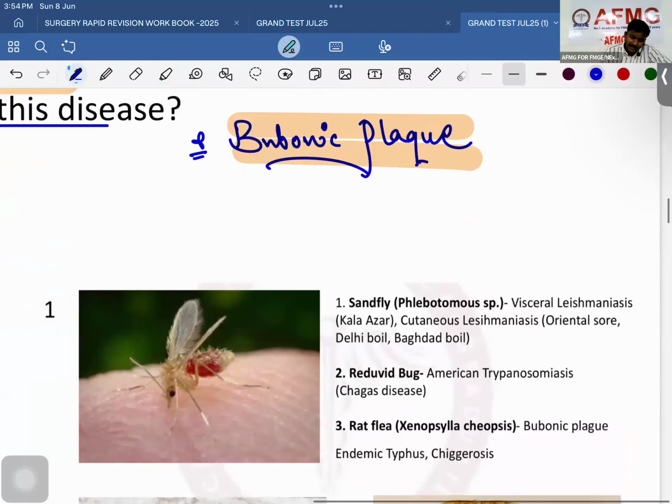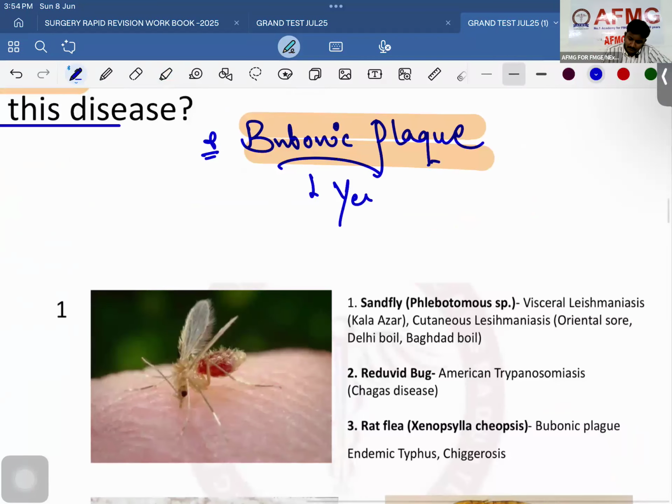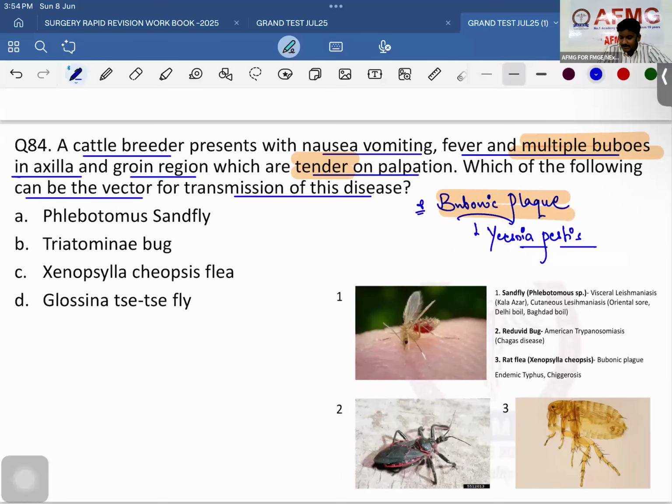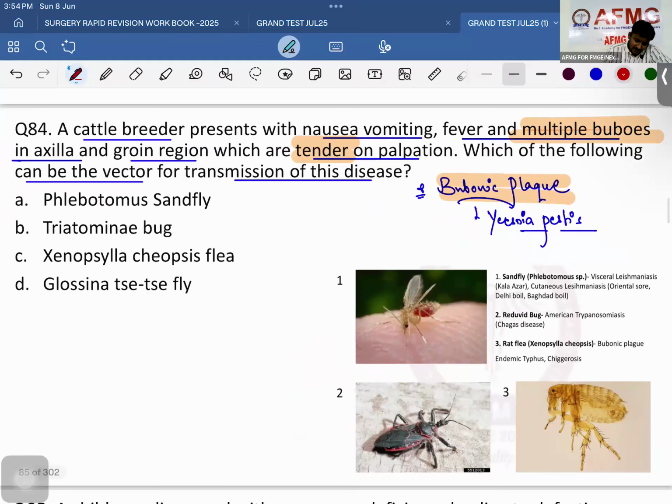Bubonic plague or any type of plague is caused by which organism? It is caused by a bacteria known as Yersinia pestis. Which kind of appearance? Bipolar staining, that is a safety pin-like appearance will be seen. Important. Now this Yersinia pestis is usually transmitted by which vector? It is transmitted by option C, that is Xenopsylla cheopis flea. That is nothing else but the rat flea. That is important. That has to be the answer.